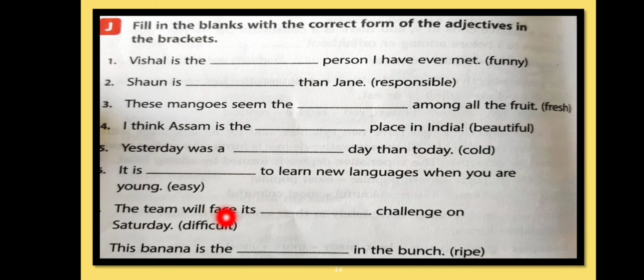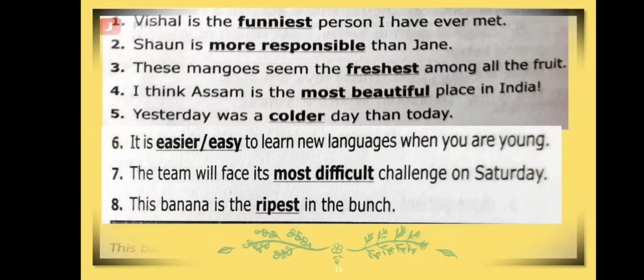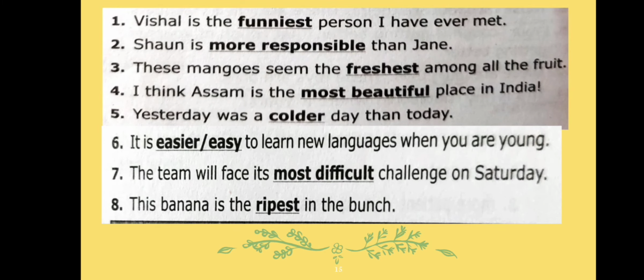This banana is a dash in the bunch. In bracket, ripe is given. So this banana, the is a superlative degree. So we have to use the ripest. Now then see the answers. You can see the answers here.